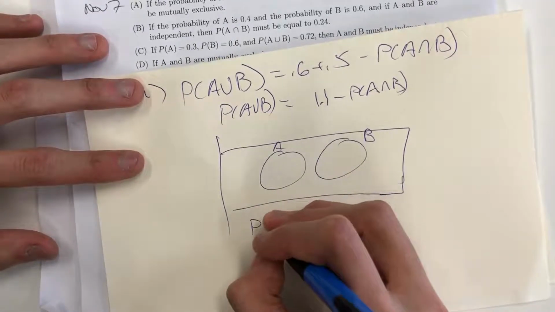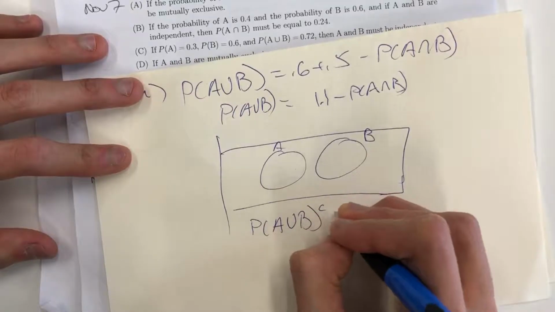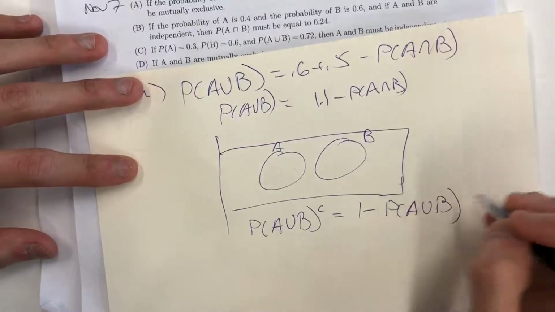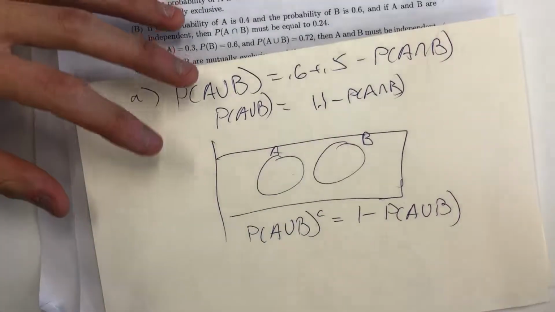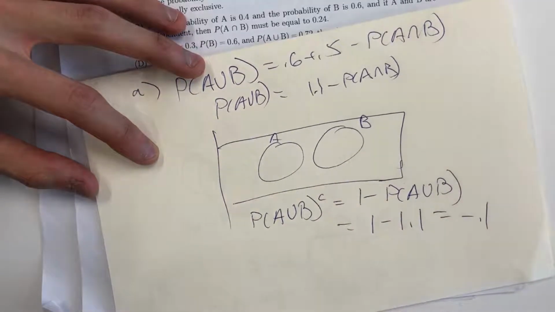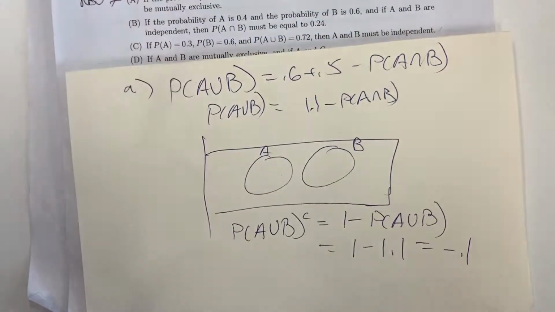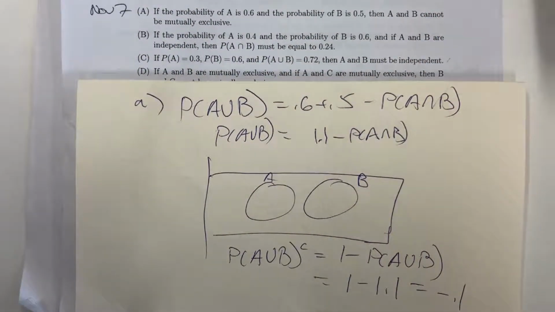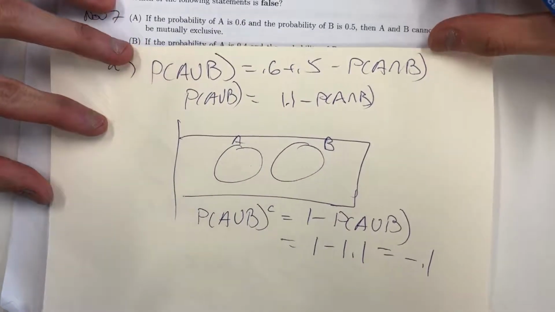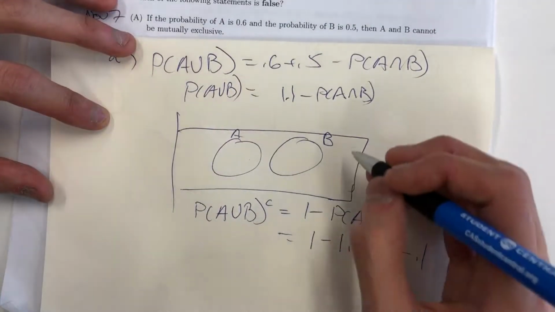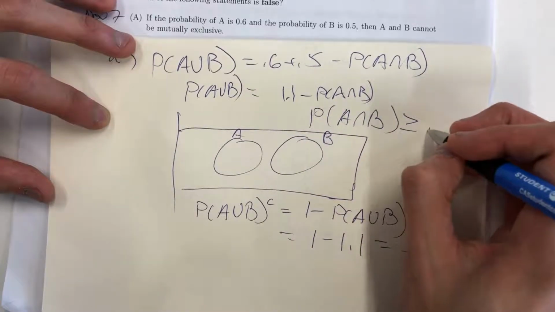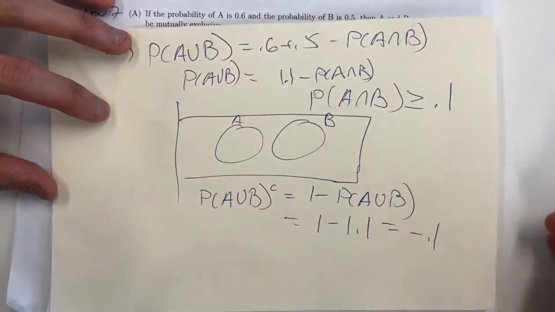If we want to find the complement of A or B, that will be 1 minus P(A or B). If we assume that they're mutually exclusive, then we will have 1 minus 1.1, which will be negative 0.1. Remember from probability that we cannot have negative probability for events. So in this case, A and B cannot be mutually exclusive. P(A and B) has to be greater than or equal to 0.1 in order for us to not have a negative probability.